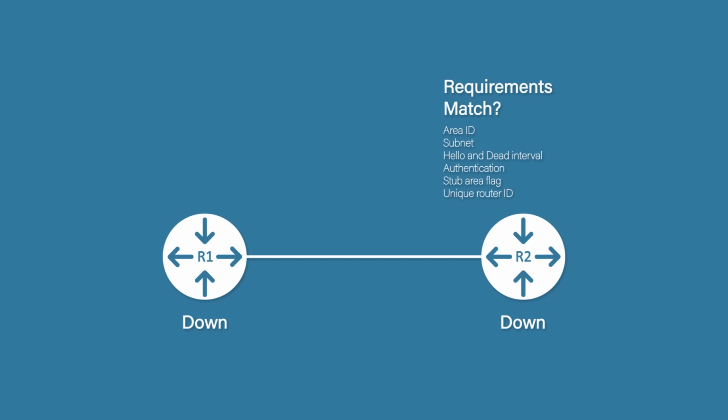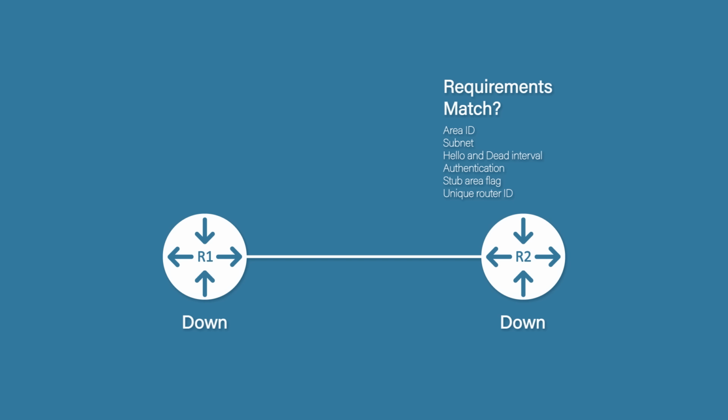The hello and dead timers must be the same. The dead timer is how long a router will wait without hearing a hello message before it just assumes that neighbour is dead. The default hello timer is every 10 seconds for point-to-point and broadcast networks. If using authentication, this must also match, and the stub area flag must match as well. Routers will also need unique router IDs.